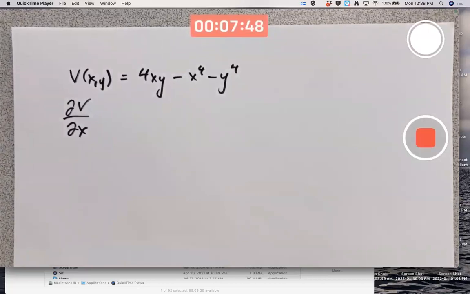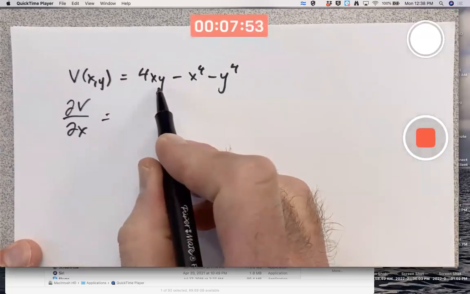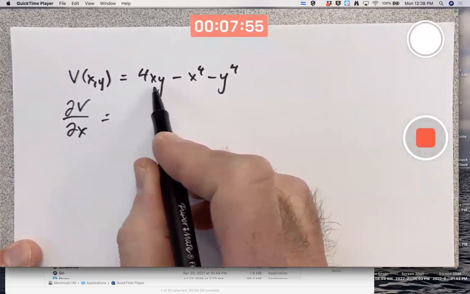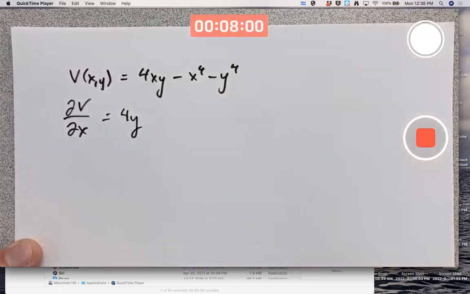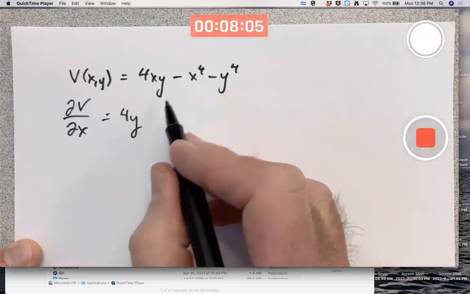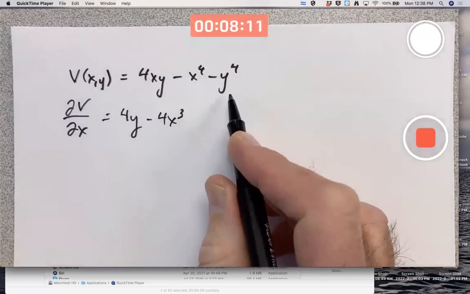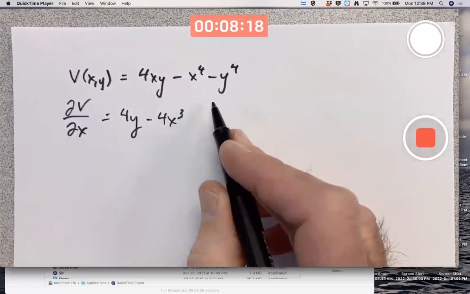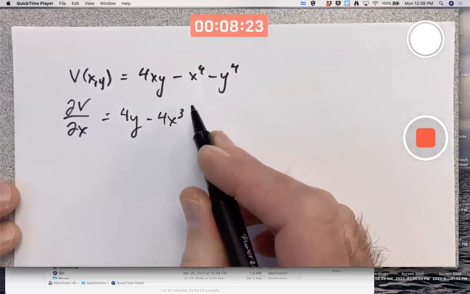Not too hard to do. Differentiate with respect to x, treat that y like a constant. This is a linear function of x right there, that part. Its derivative with respect to x would just be the constant, 4y. Go on to the next term, differentiate that with respect to x, you get minus 4x cubed. Go on to the next term, differentiate that with respect to x. It doesn't involve an x. It's a constant with respect to x. I'm treating it that way, at least when doing this. It differentiates to 0.